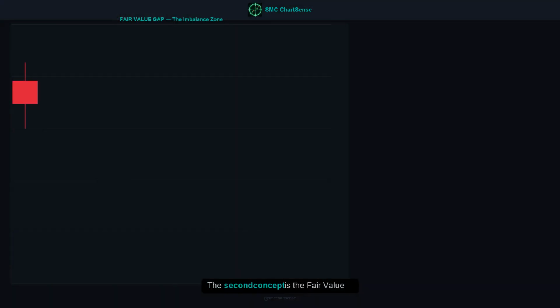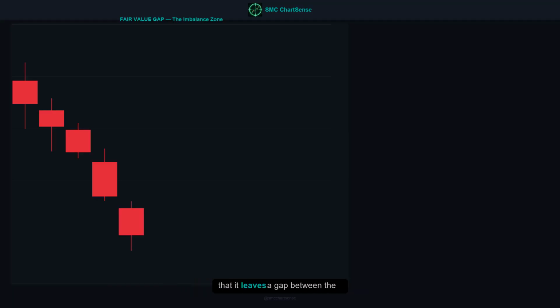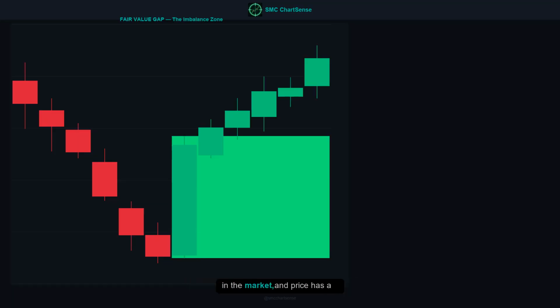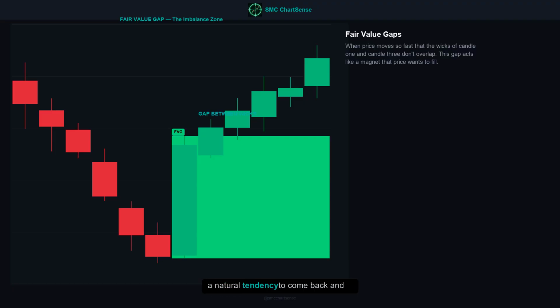The second concept is the fair value gap, or FVG. This happens when price moves so aggressively that it leaves a gap between the wicks of candle 1 and candle 3. The wicks don't overlap. This gap represents an imbalance in the market, and price has a natural tendency to come back and fill it. Think of it like a magnet. Price wants to return to these zones before continuing in the original direction.